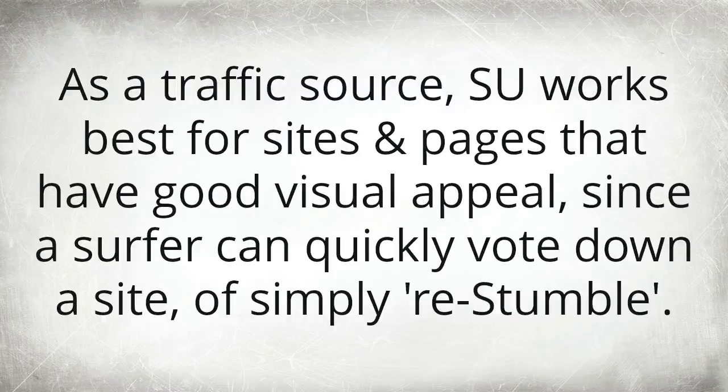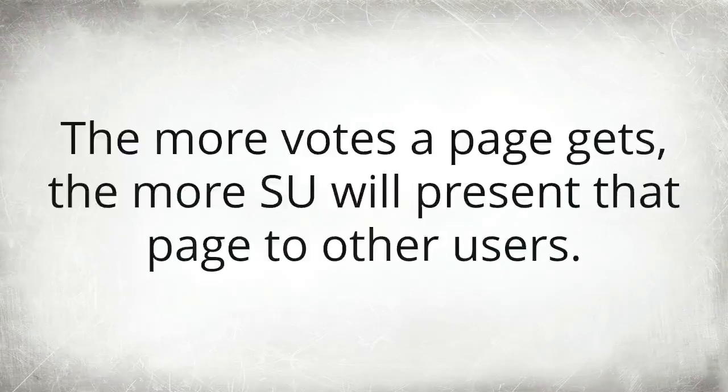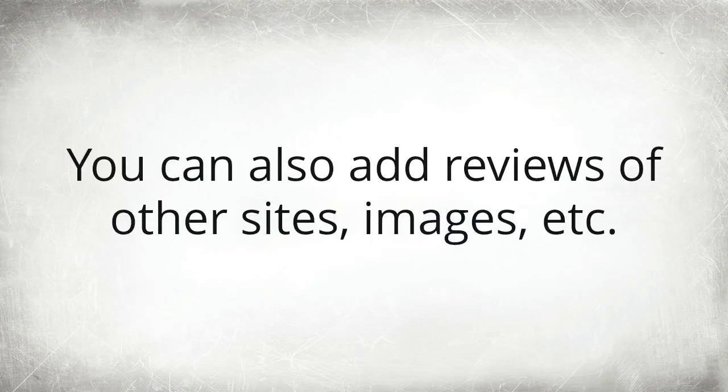As a traffic source, StumbleUpon works best for sites and pages that have good visual appeal, since a surfer can quickly vote down a site, or simply re-stumble. By adding the SU button to your web pages, you can encourage SU votes. The more votes a page gets, the more SU will present that page to others. If a page gets enough votes, it will be featured on their Buzz page, which can generate an avalanche of traffic. Make sure to set up an SU blog, which is really your profile, and include your link. You can also add reviews of other sites, images, etc.